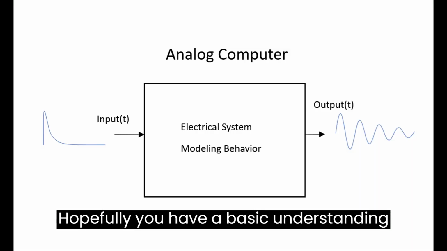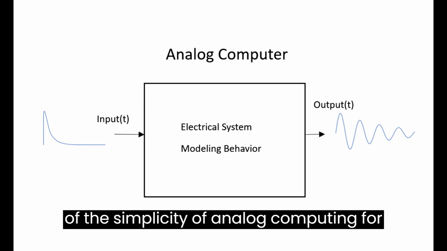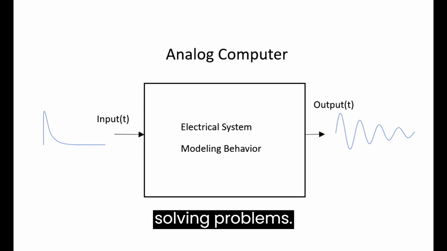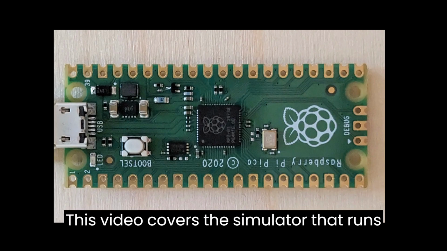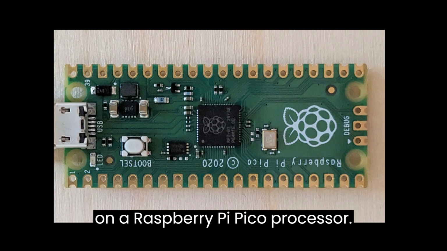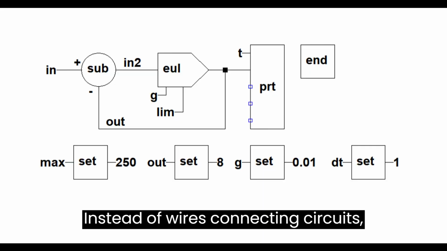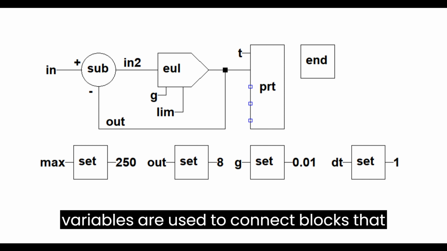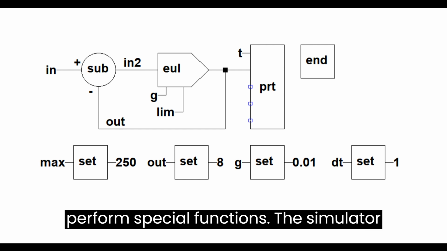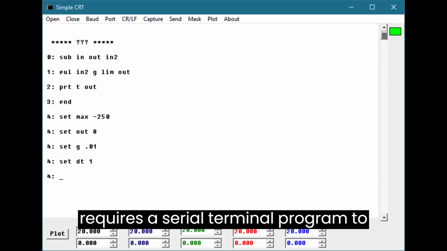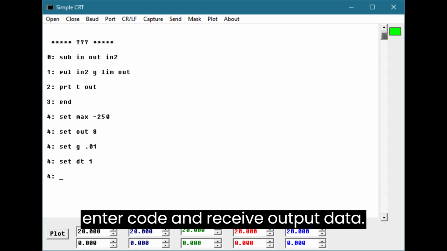Hopefully, you have a basic understanding of the simplicity of analog computing for solving problems. This video covers a simulator that runs on a Raspberry Pi Pico processor. Instead of wires connecting circuits, variables are used to connect blocks that add, multiply, integrate, and perform special functions. The simulator requires a serial terminal program to enter code and receive output data.